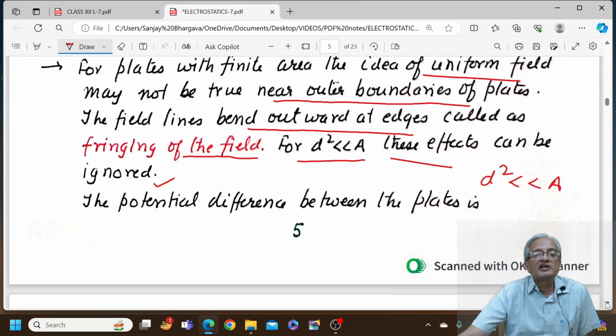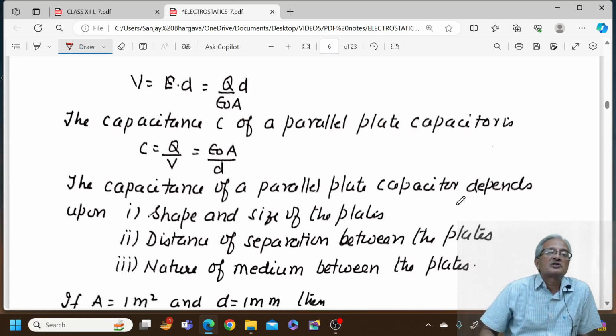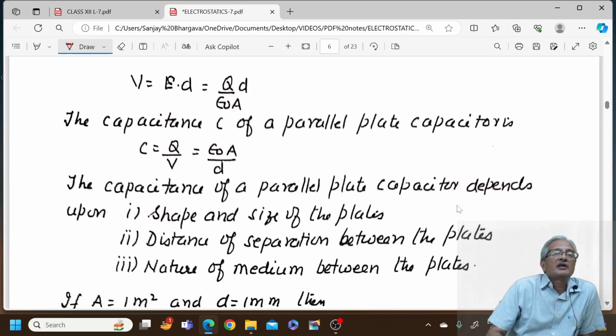The potential difference between the plates is given by the product of electric field and the distance of separation. So I get electric field as Q upon epsilon 0 A multiplied by D. The capacitance C is defined as the ratio Q upon V, which gives me epsilon 0 A upon D.